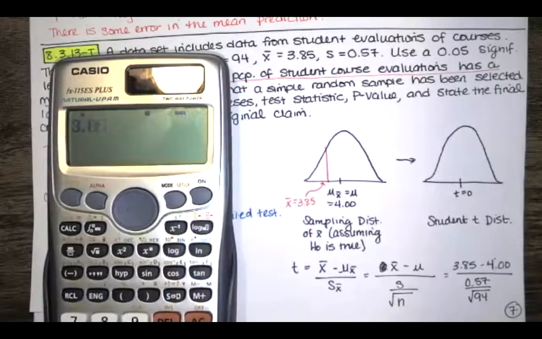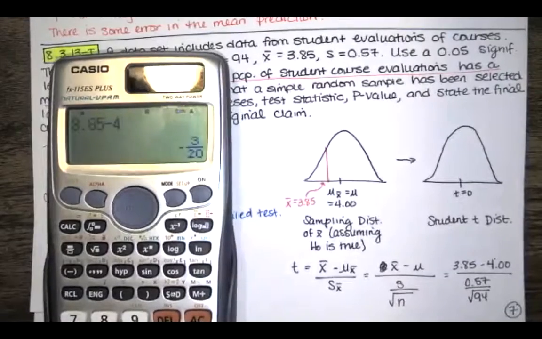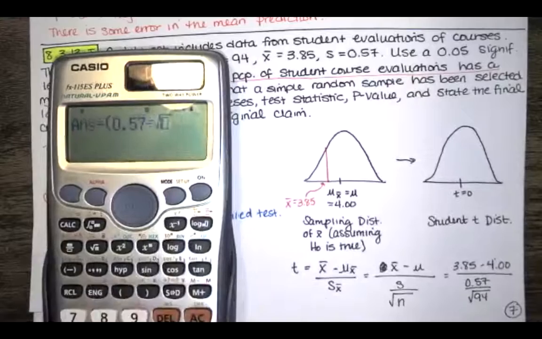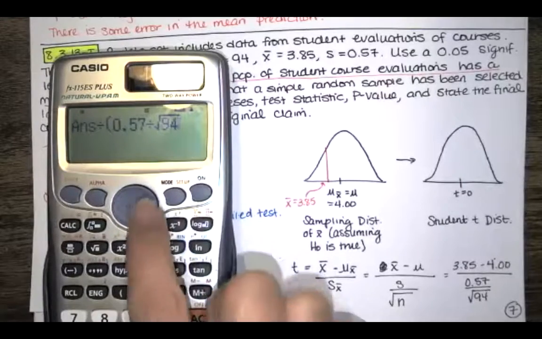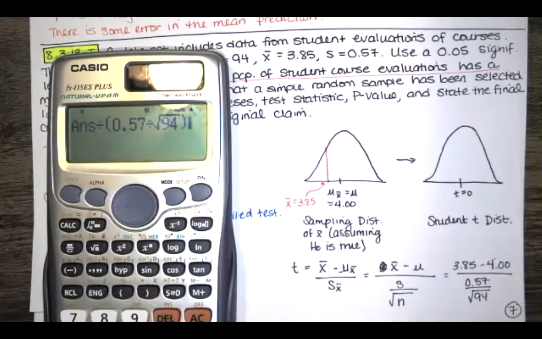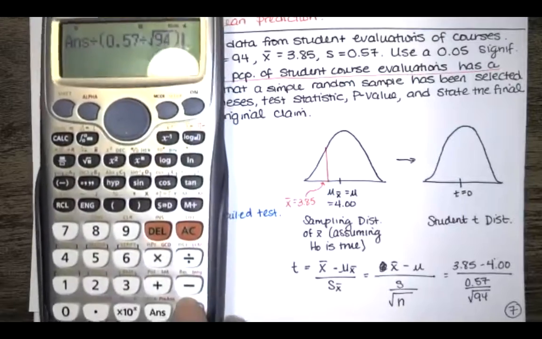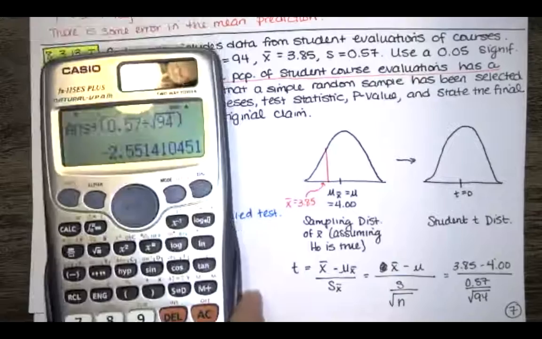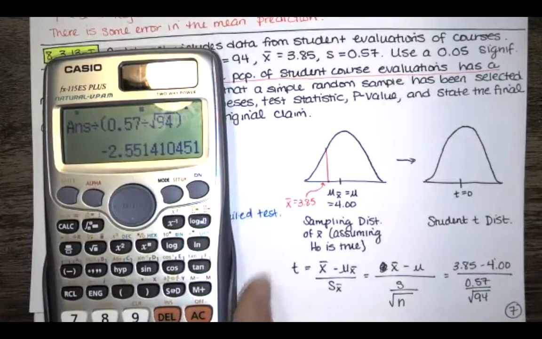So I'll do the numerator first, divided by, open parentheses, 0.57 divided by square root of 94. Get out of that radical, close the parentheses for the denominator, hit equals. And sorry about the reflection there. We get about negative 2.55.